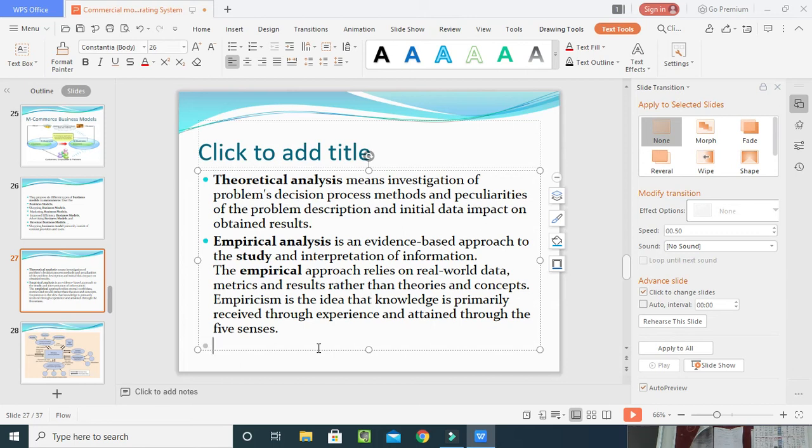With the help of the genuine data that exists in the world, we are going to get the result. That means metrics and results rather than theories and concepts. We won't follow the theoretical part, we won't go for the concept, we'll go with the practical one. So empiricalism is the idea that knowledge is primarily received through experience and attained through the five senses.